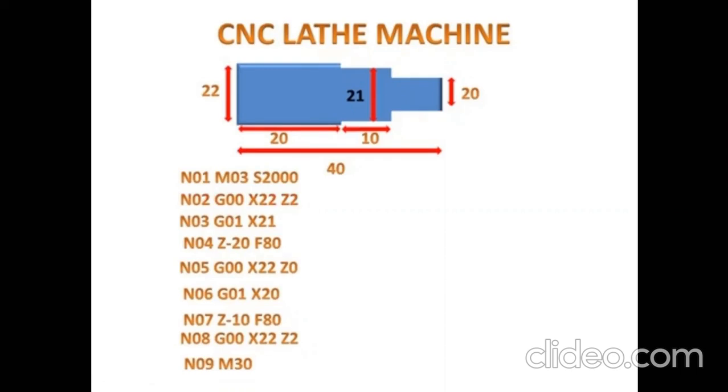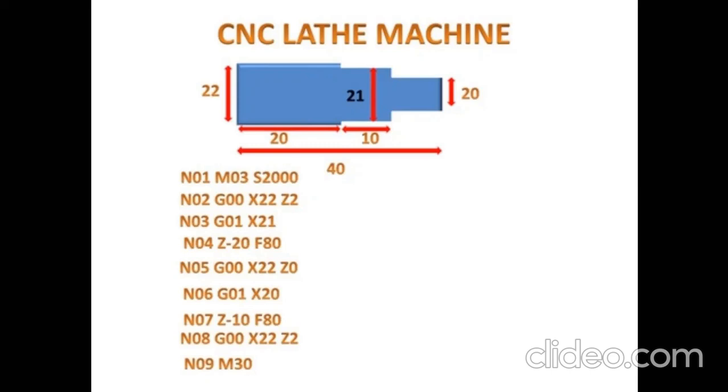S represents your spindle speed. We have to specify spindle speed when we are giving miscellaneous function M03, a circular interpolation or rotational motion to your spindle. So we have to provide spindle speed. It is 2000 rpm. Spindle speed 2000 rpm. This is your first step.